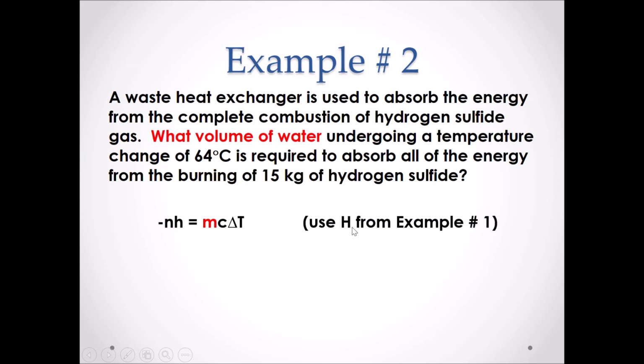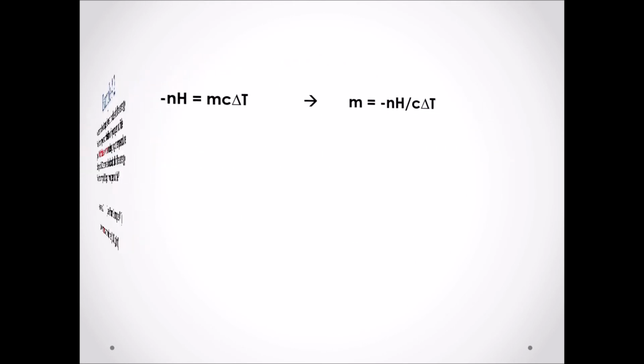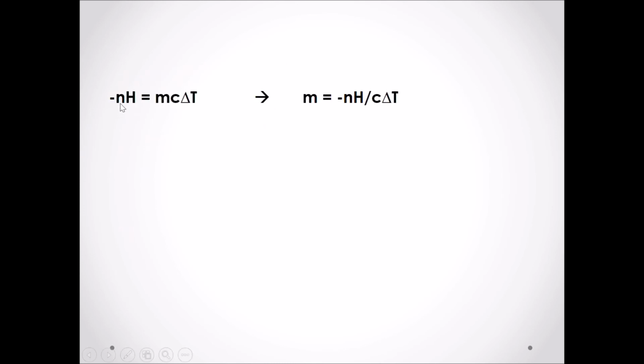We can use the H value for the combustion of hydrogen sulfide, which we solved for in example number 1. Once we have the mass of water, we can then convert it to volume, assuming that the density of water is 1 gram per milliliter. We will be using the equation negative nH equals mc delta T. And to solve for m, rearranged, m is equal to negative nH divided by c delta T.